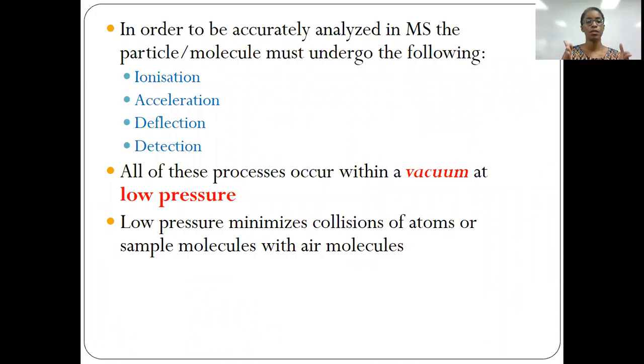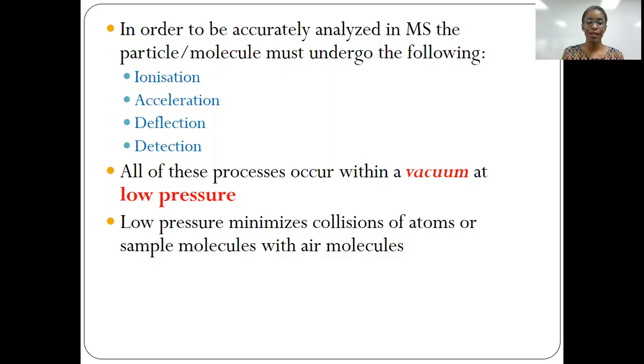Focusing on what actually happens in our mass spectrometer, we have our ionization, our acceleration, our deflection, and our detection. All of this happens in a vacuum at low pressure. It is important to remember that this happens in a vacuum, because we need to make sure that we don't have any other gas particles that will collide with our sample and perhaps fragment it or change its charge in ways that we do not predict.